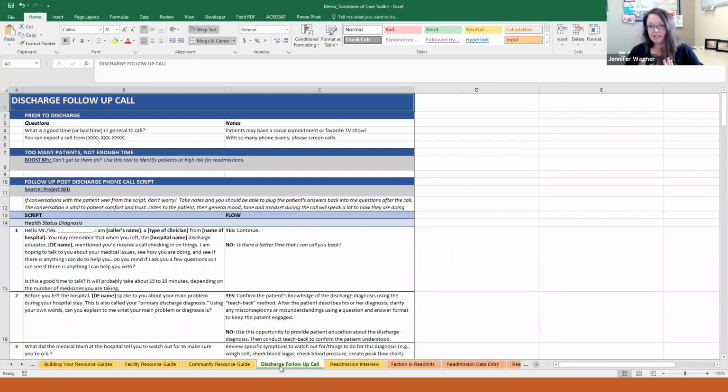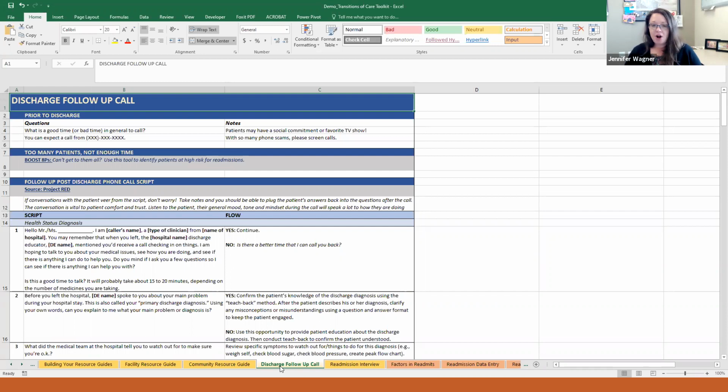After the patient is discharged and now they have what they need outside of the hospital for when they come for follow-up and what they can access in the community, it's time to do a discharge follow-up call. Prior to discharge, there are some questions that should be asked to help increase the value of the call. The first is, when is a good or bad time in general to call? Patients might have a standing social commitment or a favorite television show. And also with cell phones and the increase of scams, let the patient know what number they can expect a call from so that they are more likely to answer that call.